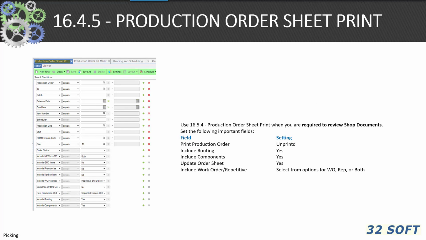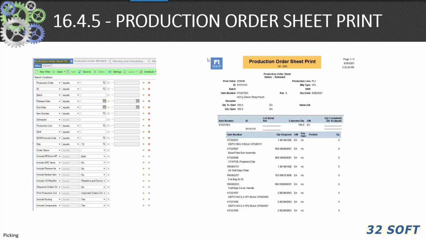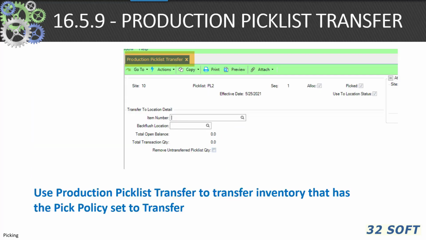Or you can use the 16.4.5, which is a production order sheet print. You can use this if you need required shop documentation for various activities. This can be attached to the product, either as is completed out of manufacturing back into the stockroom.